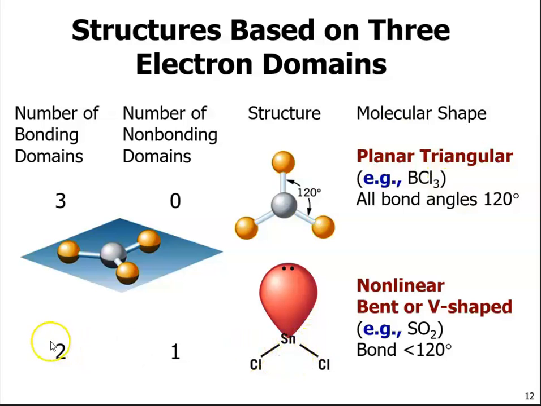Next we go down to 2 bonding domains, so the example before, and 1 non-bonding domain. This is actually going to be a nonlinear, bent, or V shape. So you could use either of those terms to describe that shape. And again, we're looking at the molecular structure, which is going to be bent because we're following where the atoms are in that structure. And so that's a bent structure.